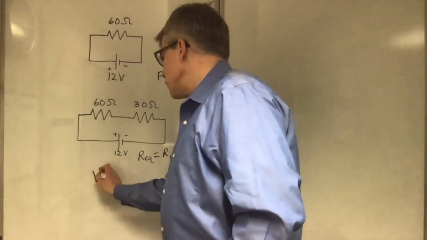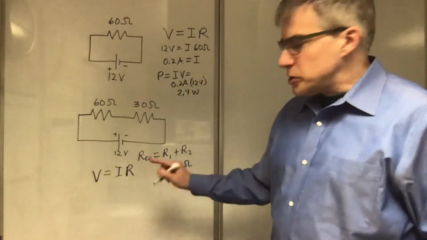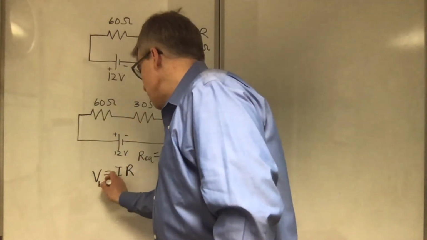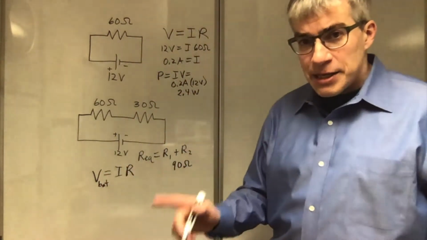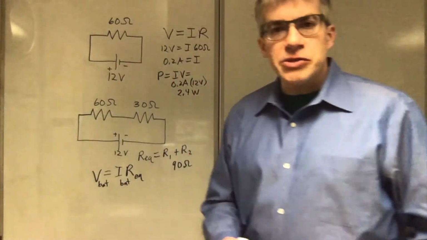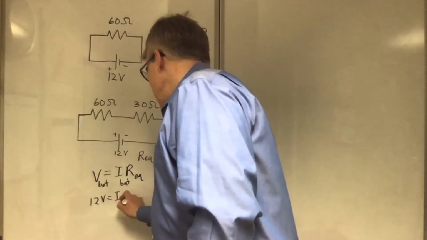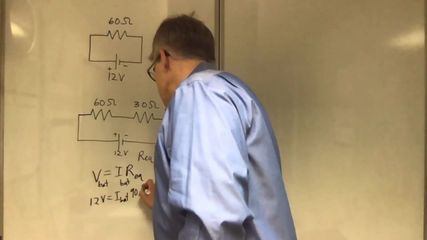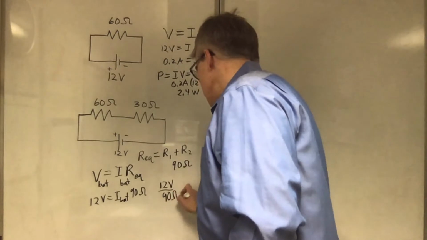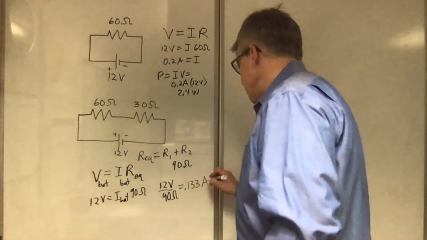So performing V equals IR, now which V, which I, and which R are we talking about? The only V we know is the V of the battery. So we always start there. The current we get is going to be the current running through the battery. And the R is the equivalent resistance of the circuit. So 12 volts equals current through the battery times 90 ohms. So 12 volts over 90 ohms is 0.133 amperes.